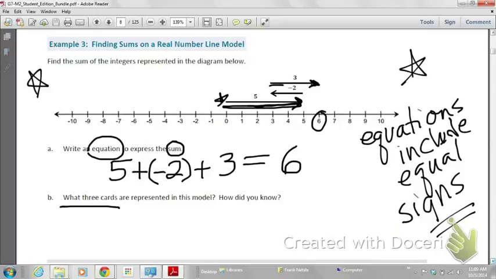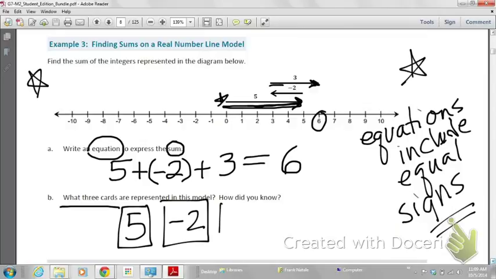I'm pretty sure you can get this. Of course, we would have gotten the 5, then we would have been dealt a -2, and then we would have been dealt a 3. How did you know? You can tell just based on the equation you wrote, or on the number line, the way the arrows are moving.